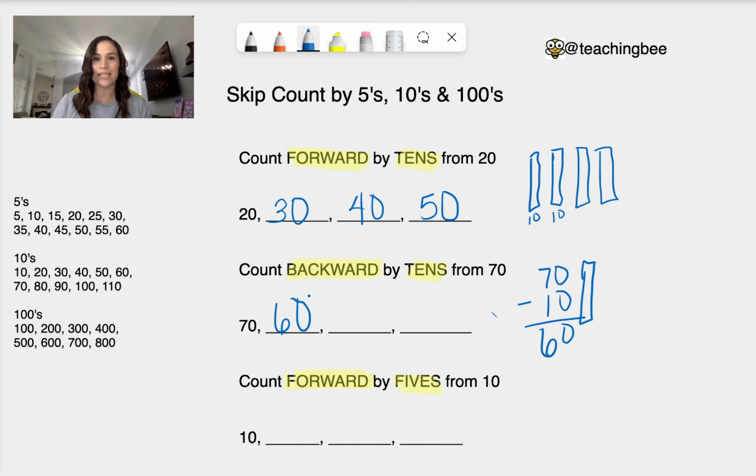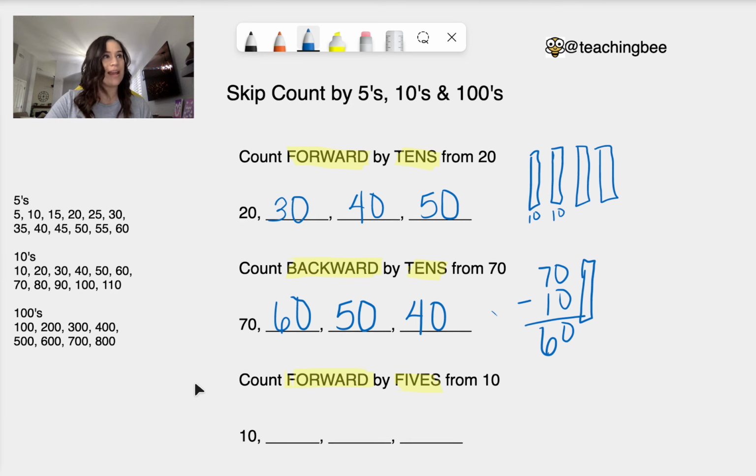And then from 60, we want to go down 10 numbers again, so 59, 58, 57, 56, 55, 54, 53, 52, 51, 50. So going down 10 more is going to give us 50. And then going down 10 more is going to give us 40. Okay? Let's do another example.